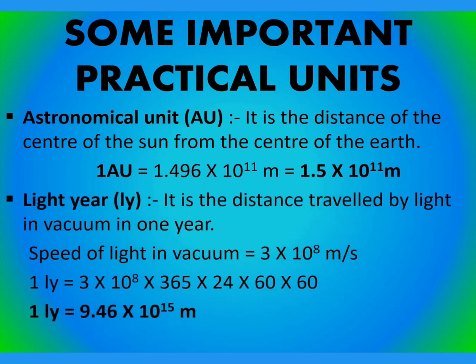Light year. It is represented by small ly. It is the distance traveled by light in vacuum in 1 year. Speed of light in vacuum is 3 × 10^8 meter per second. So, 1 light year is 9.46 × 10^15 meter.